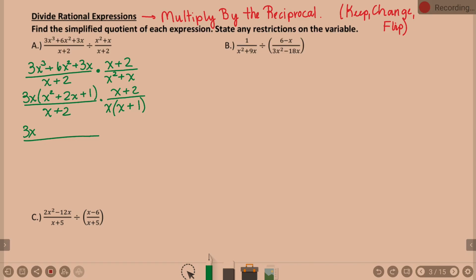Factors into what? 2 parentheses. X squared is x times x. I need numbers that multiply to be 1. Well, right there, multiplying to be 1 is 1 times 1, and adding to be 2. So that's plus 1 and plus 1. Denominator is x plus 2. Second fraction, x plus 2 over x times x plus 1.